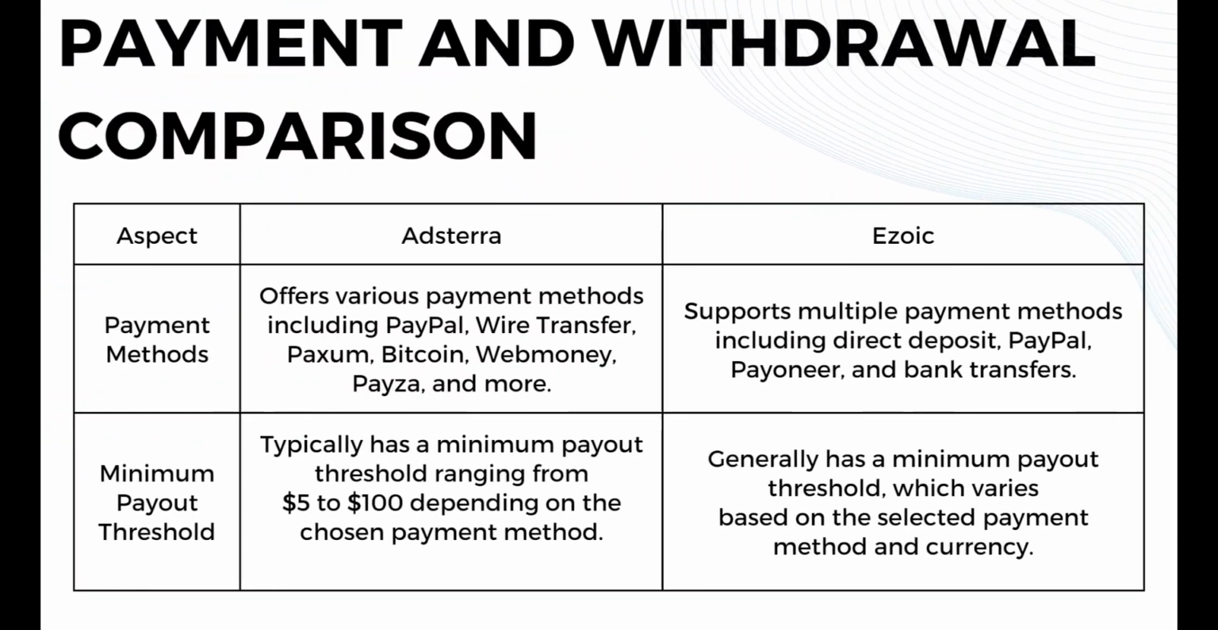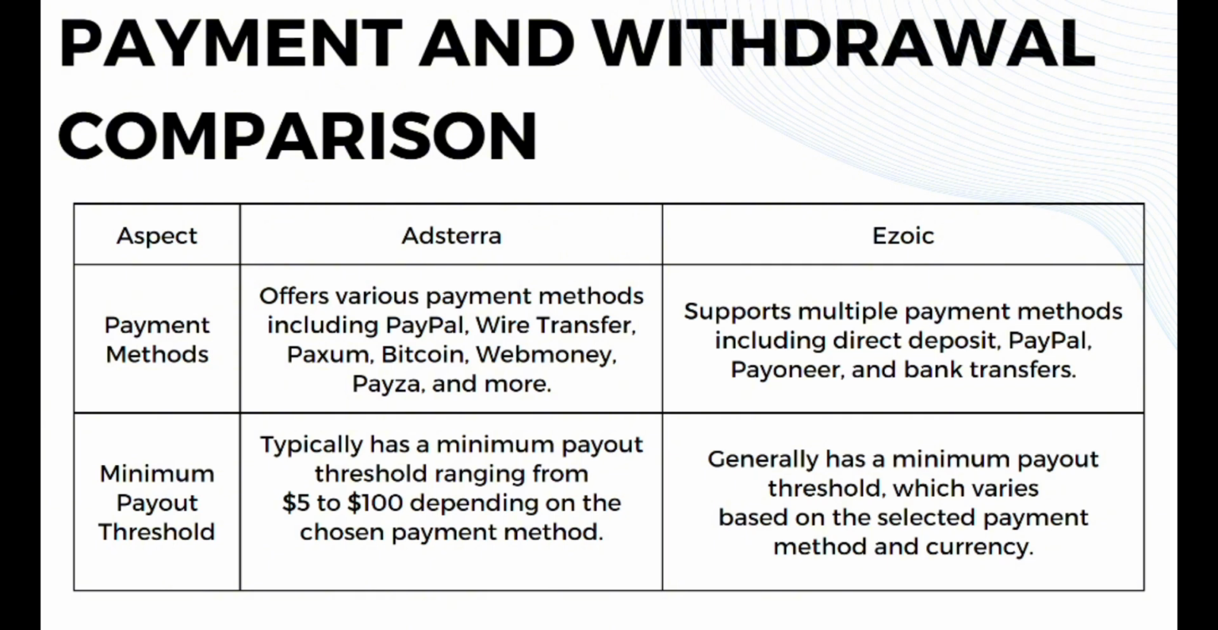Now moving on to the payment and withdrawal comparison. As you can see on this table, in terms of payment methods, Adsterra offers various payment methods including PayPal, wire transfer, Paxum, Bitcoin, WebMoney, Payza, and many more, while Ezoic supports multiple payment methods including direct deposit, PayPal, Payoneer, and bank transfers.